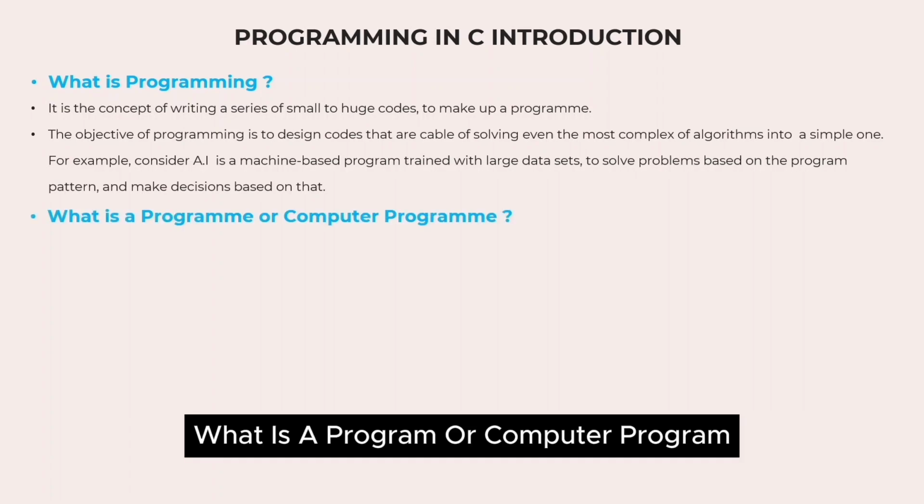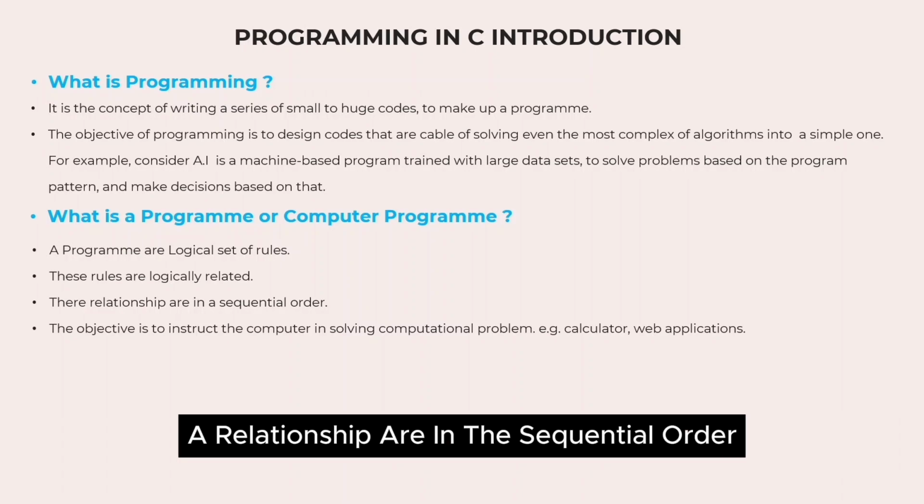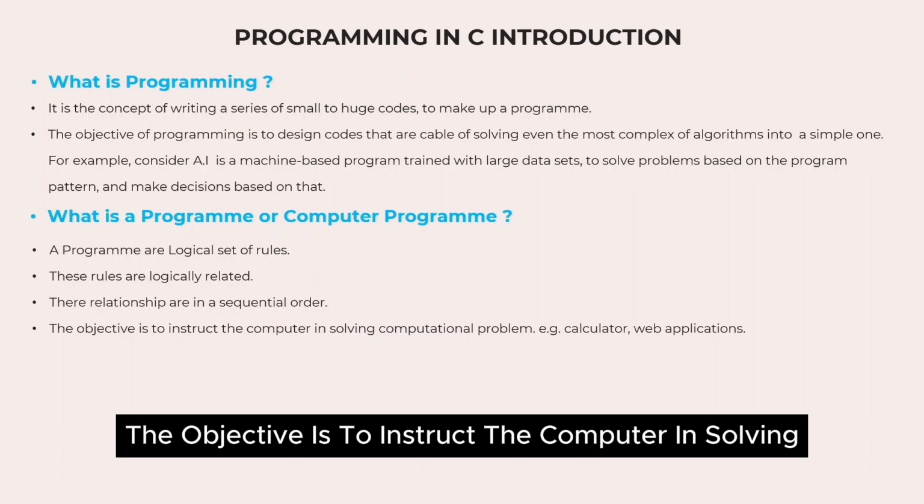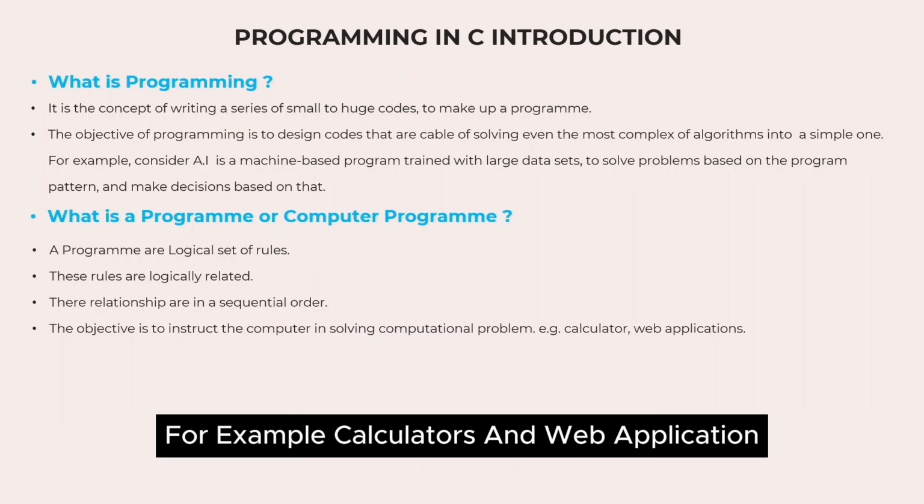What is a program or computer program? A program is a logical set of rules. These rules are logically related. Their relationships are in a sequential order. The objective is to instruct the computer in solving computational problems, for example, calculators and web applications.